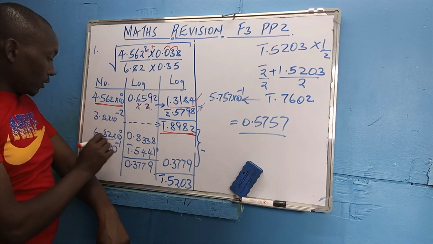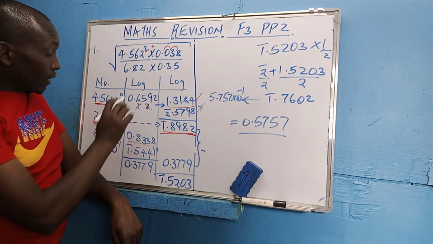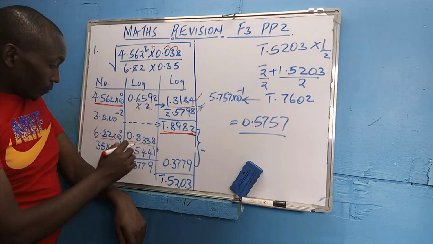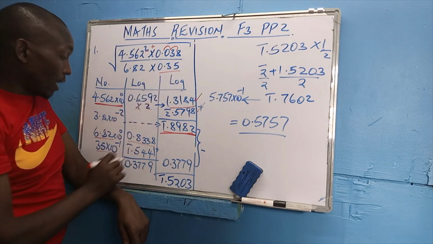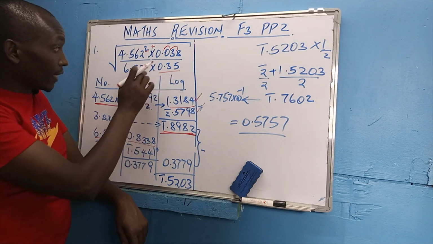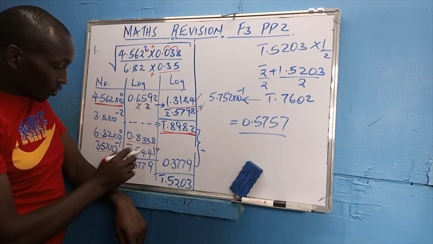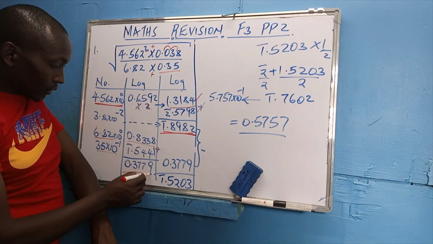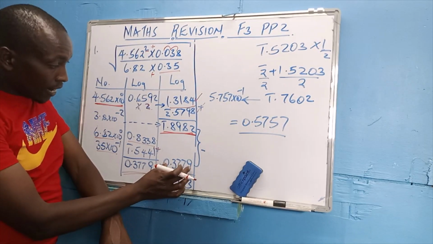I have 6.82, the logarithm, there it is. The logarithm, remember, it's 2 power 0. Then I get the logarithm of 3.5. 3.5, there it is. Again, I'm multiplying, I'm adding. These two, I do addition. Once I do that, this is what I get. I can just rewrite it here.